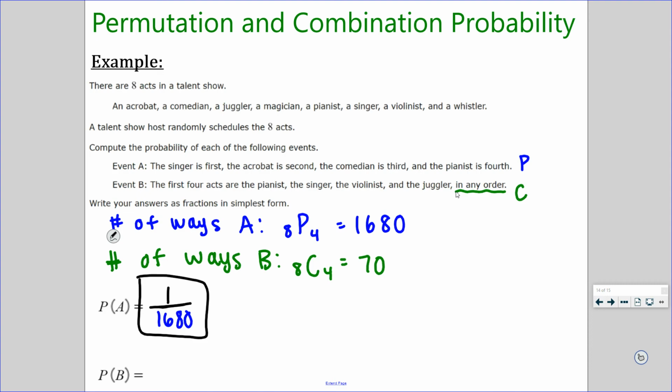Event B, the first 4 acts are that group. And remember, with combinations, we count this as one outcome. And if I were to switch around the order, that's still considered the same outcome. So there's only one way I can group these 4 in any order out of a total of 70. So basically, the only thing that's different with these is you're just using permutations and combinations to calculate the total number of ways.